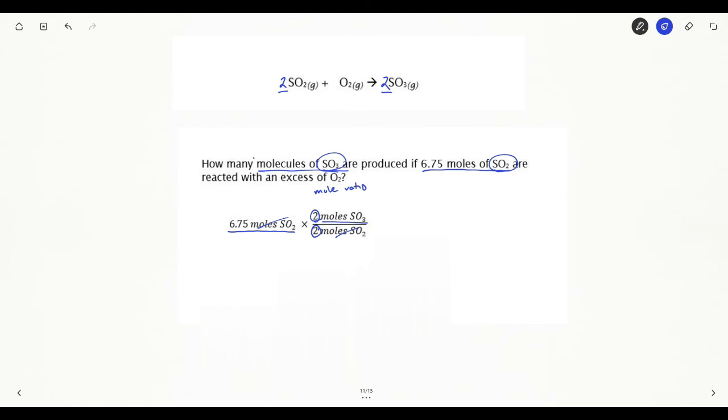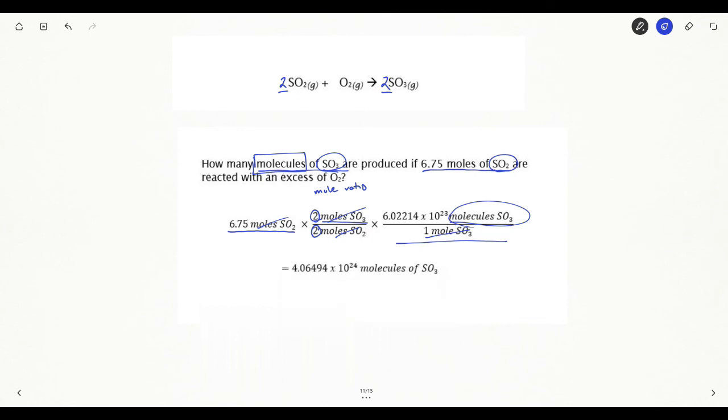However, my question asked me for molecules, not for moles, which is what I have right now. So I need to add one more step. I need to convert from moles of sulfur trioxide to molecules of sulfur trioxide. I need Avogadro's number. So here is Avogadro's number. Notice my moles of sulfur trioxide cancel. Now I have molecules of sulfur trioxide. I just need to plug and chug into my calculator. Here is what my calculator gives me. Of course, with the correct number of sig figs, my answer is 4.06 times 10 to the 24th molecules of sulfur trioxide.